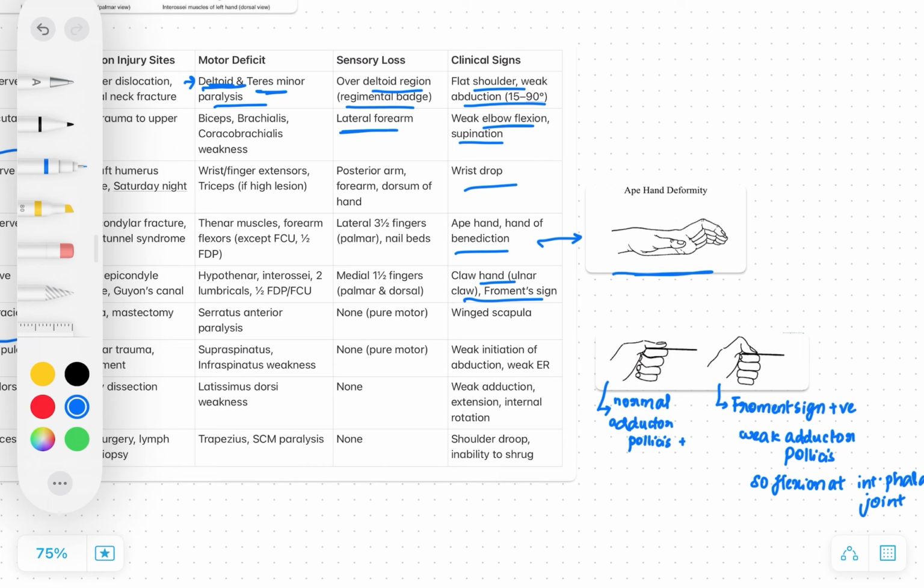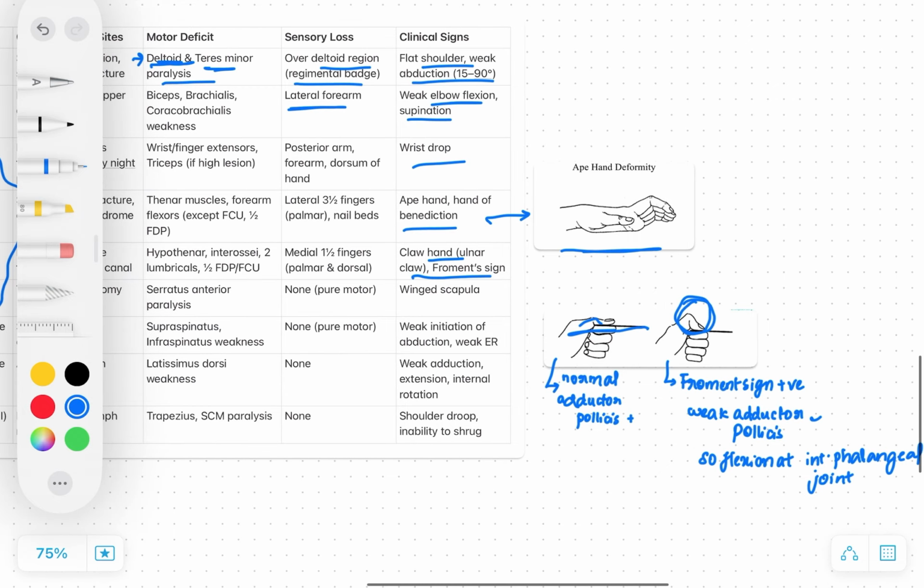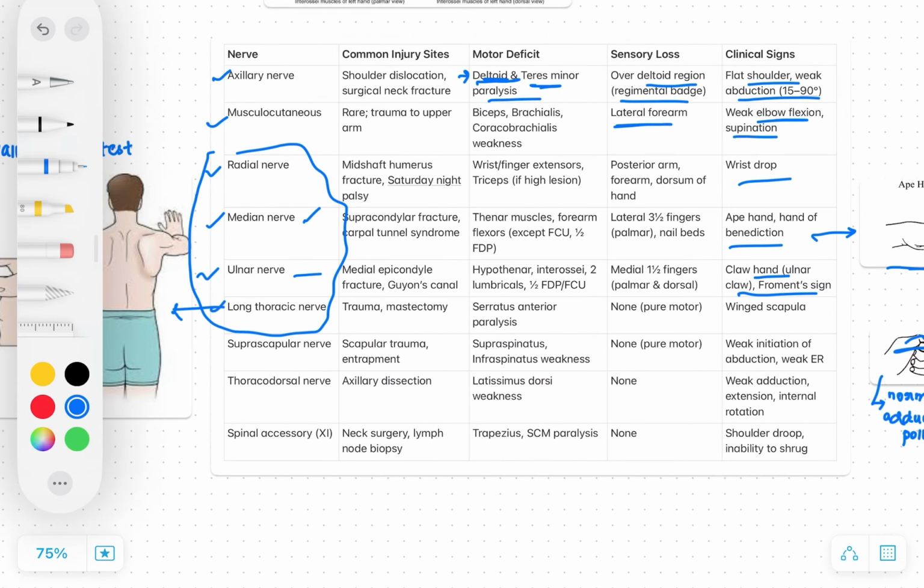So this is the small test. We will ask the patient to hold a piece of paper between the thumb and the other fingers. Normally the position of the thumb will be like this because adductor pollicis is acting. But whenever there is an ulnar nerve injury, weak adductor pollicis will be there. So to compensate, they will hold the paper using the phalanges. There will be flexion at the interphalangeal joint. So this is Froment sign. It will be positive in ulnar nerve injury.